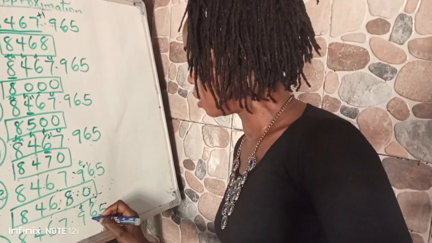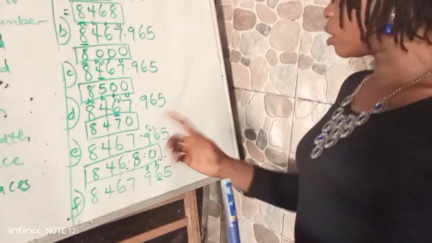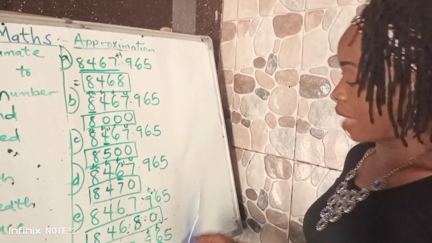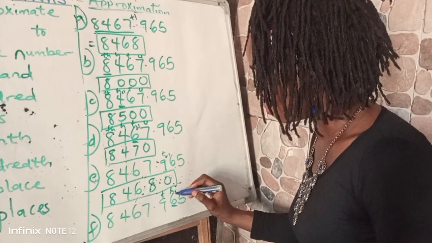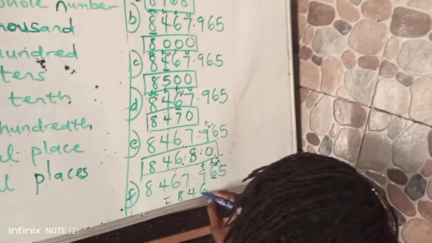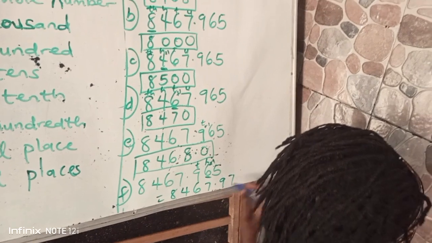So underline it. Now check. The next number, is it 5 and above? Yes, exactly 5, which means you round it up as 1. Add it to this 6 plus 1. Your answer will be 8467.97.